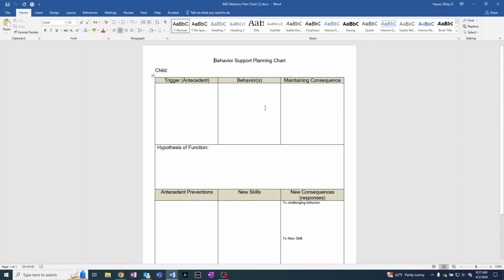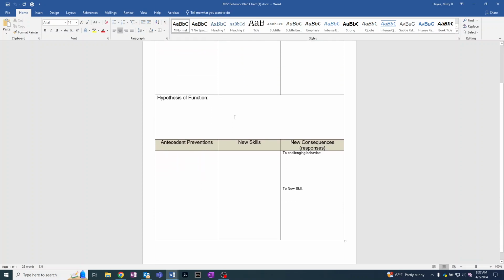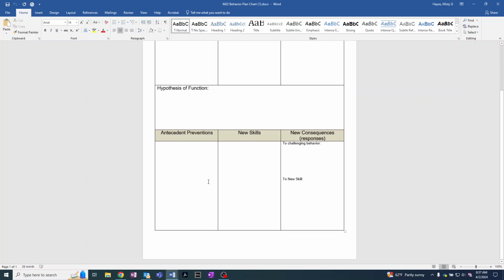You have your ABC. A, antecedent, stands for trigger. So, what's triggering? What happens right before the behavior occurs? We have behavior, maintaining the consequence. So when we're talking about consequence, usually that's what happens to the child. What does a teacher do once a child is exhibiting those behaviors? The hypothesis of function is really what you think the behavior is. What is the child doing, right? What's happening?